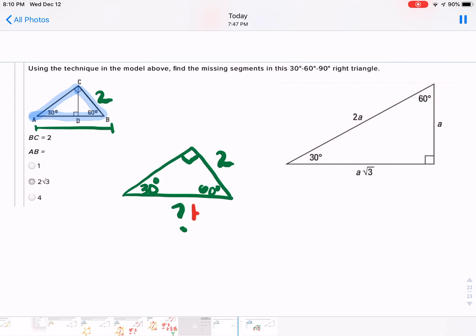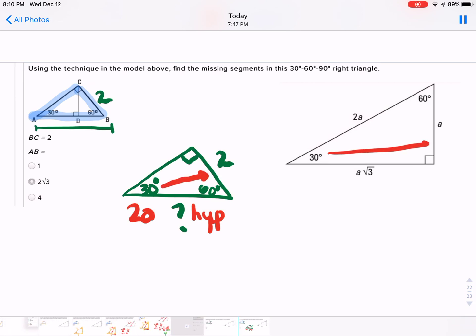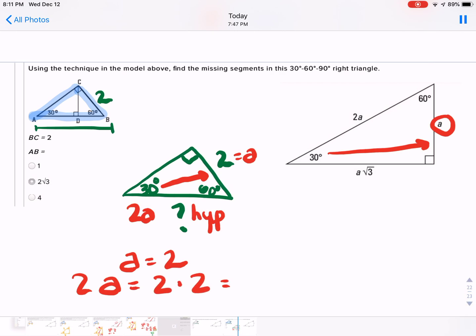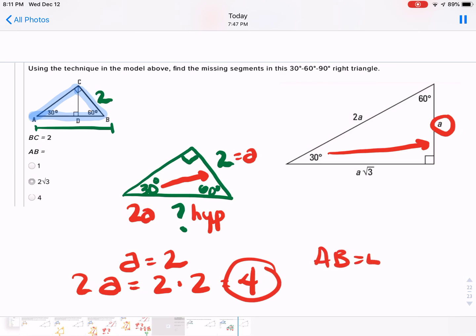So this side is going to be the hypotenuse. So I know that's going to be 2A. This is across from the 30, so across from the 30 is A. So this means that A is equal to 2. So if A is equal to 2, and I want to find 2A, I do 2 times 2, which is 4. So AB is equal to 4.